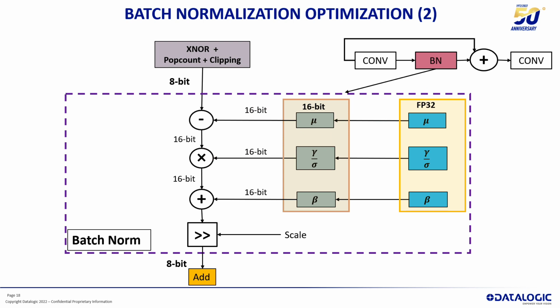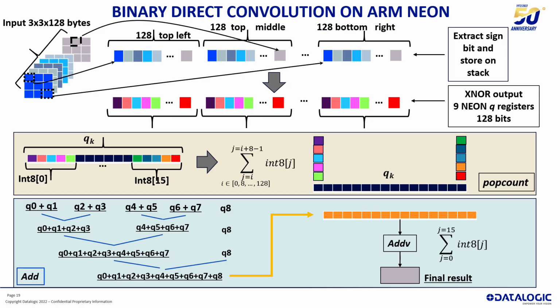The input from the pop count and clipping logic is 8 bits. Internally, to preserve the accuracy, the computation is done with 16 bits, but then at the end of this block there is a scale of the output that converts the data type from 16 to 8-bit, and this is ready to go to the next block of the addition operator, always performed with saturation arithmetic.